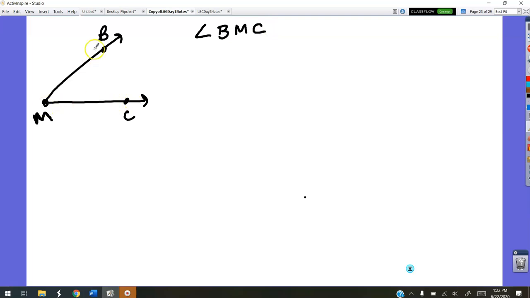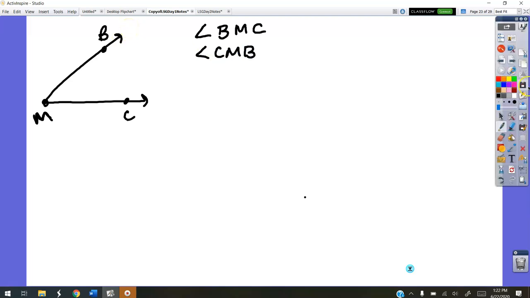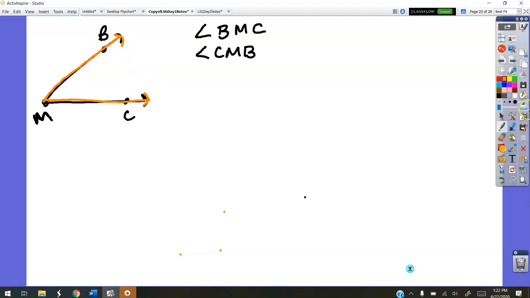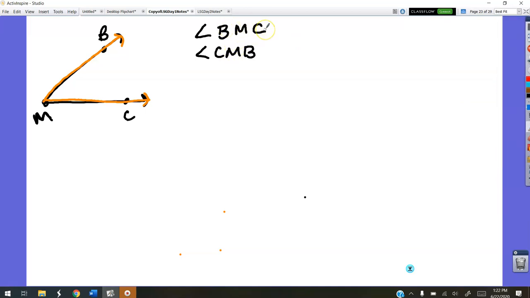Now you could also go in the reverse order. So you could also say angle CMB. Those are the same exact angle. Again, it kind of helps if I'm naming an angle, I should be starting on one side and then going to the vertex and then coming back out. So like if I name it BMC, then you know I'm talking about that angle here. So you're kind of creating the mouth of the angle. Okay, so one way is using the vertex in the middle and then a point on either ray. That's one way to name an angle.